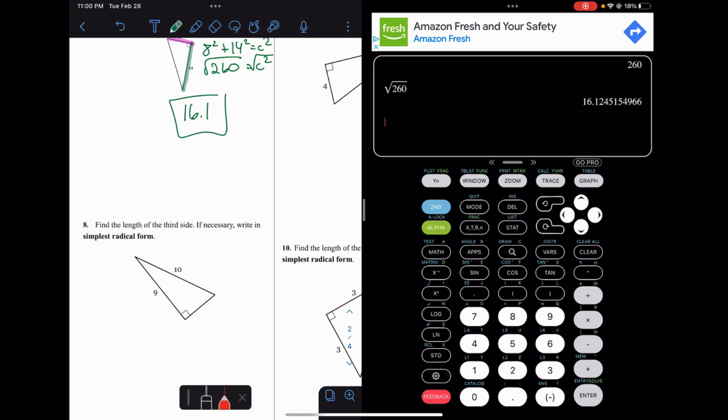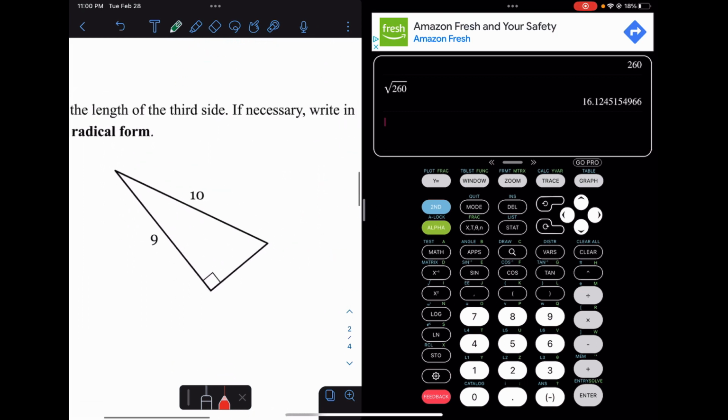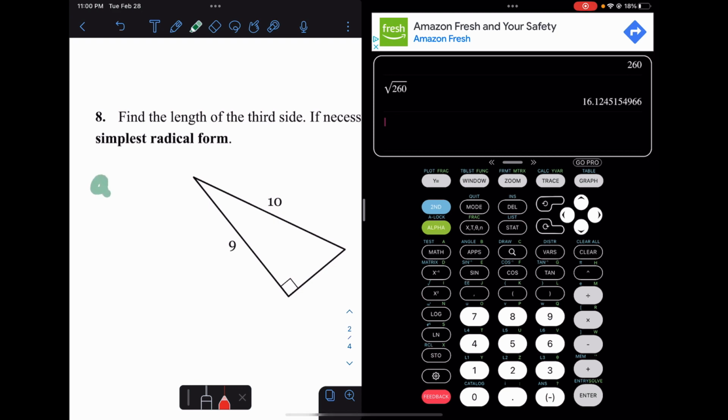All right. Next one. So again, there's another Pythagorean theorem. So stop and think, okay, what's going to be my A? What's going to be my B? And what's going to be my C? One of them is going to be unknown, okay?